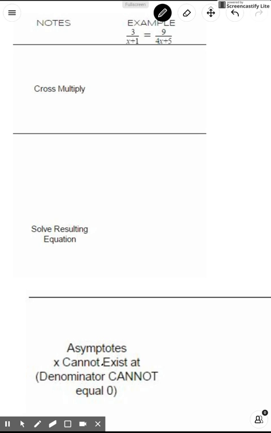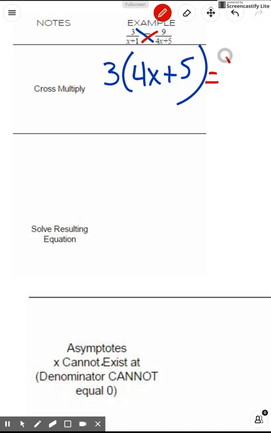Okay, so our first type of problem is a fraction equals a fraction. So there's a fraction on each side of the equal sign. When we do a problem like this, we want to cross multiply, and by doing that, we do 3 times 4x plus 5, and then we also do 9 times x plus 1. Okay, so that's our cross multiplication.